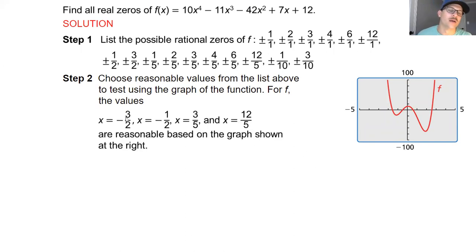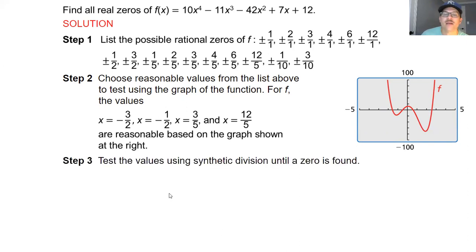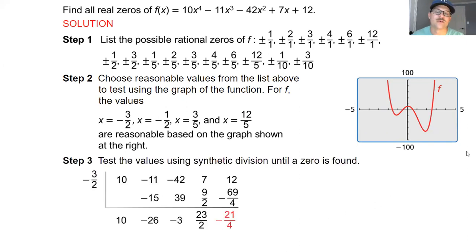So negative 3 over 2, negative 1 over 2, 3 over 5, and 12 over 5 are all reasonable based on plugging this into Desmos or your graphing calculator, because that's where those could possibly cross in your window of your function between negative 5 and positive 5. So you can test some of those values until a 0 is found. Again, it's just a guess and check type of system.